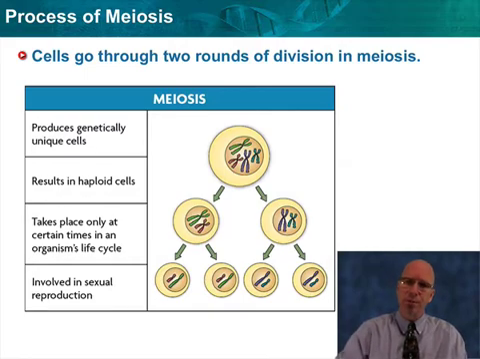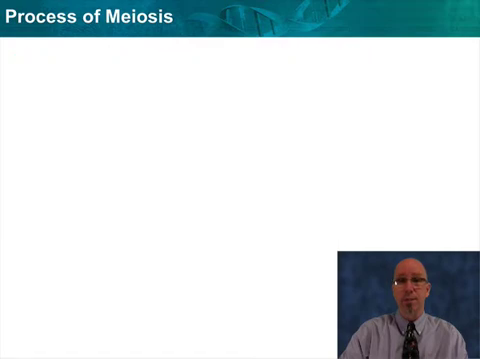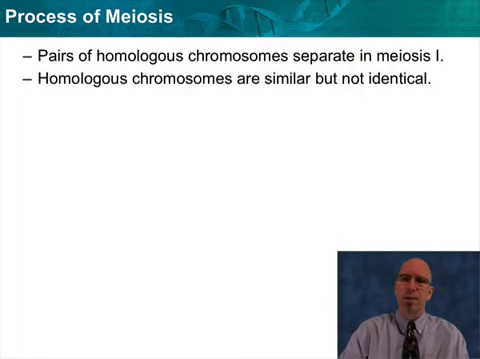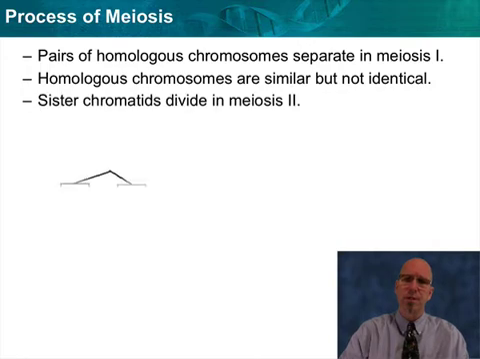And meiosis is involved in sexual reproduction. Got to produce those haploid cells, so when those combine, it makes diploid cells. Important stuff: homologous chromosomes. And those are going to be separating.